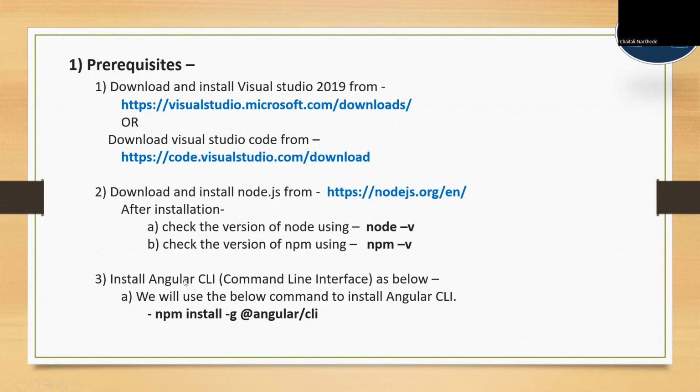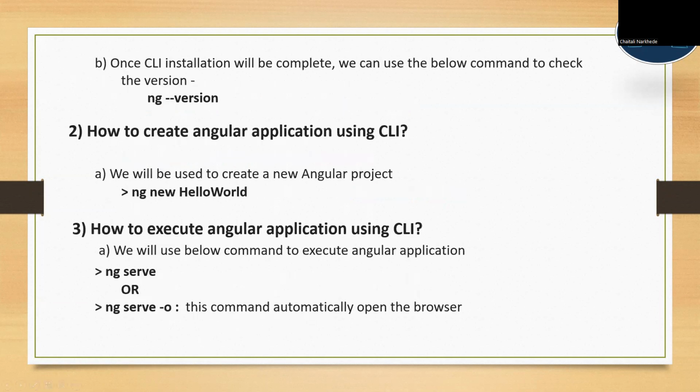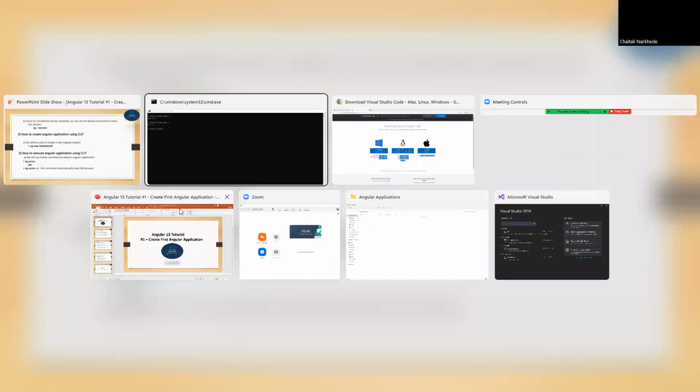Next point is to install the Angular CLI. To install this, you have to navigate to the command prompt and type npm install -g @angular/cli. Here -g means Angular CLI gets installed globally on your machine. Once you're done installing the Angular CLI, you can check its version to confirm what version you have got.